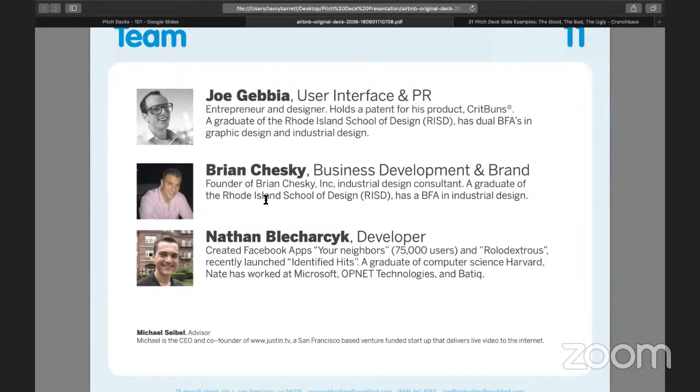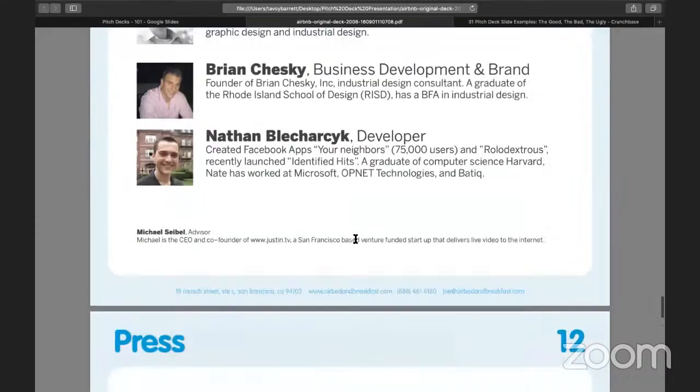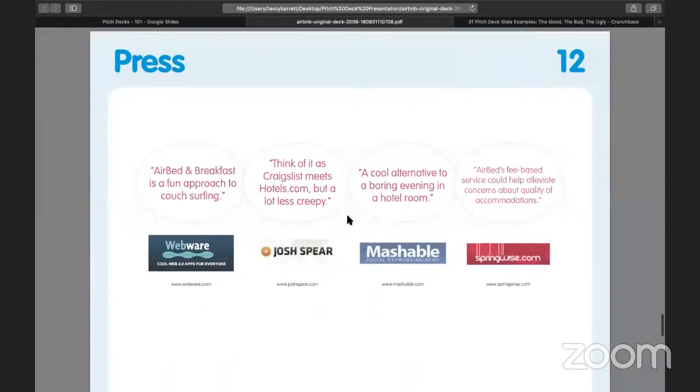I have a graduate of Harvard working as a developer in this company. Press. So this press slide is also called the traction. This is also the traction slide.